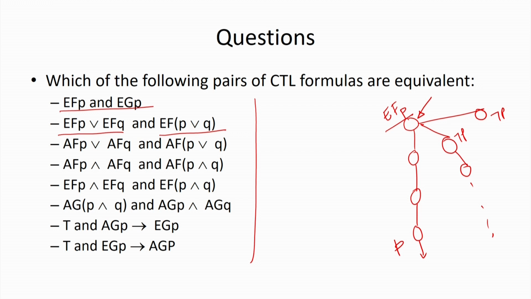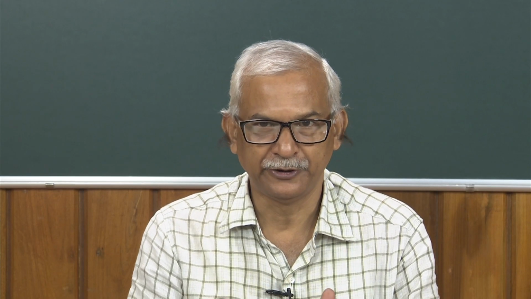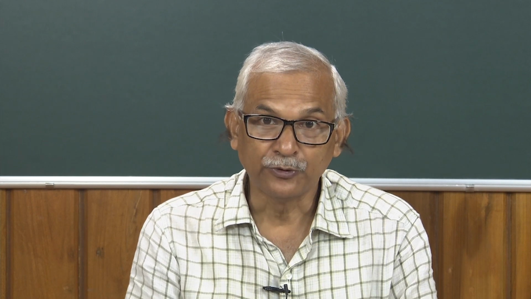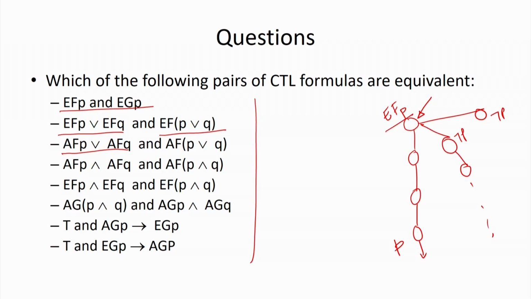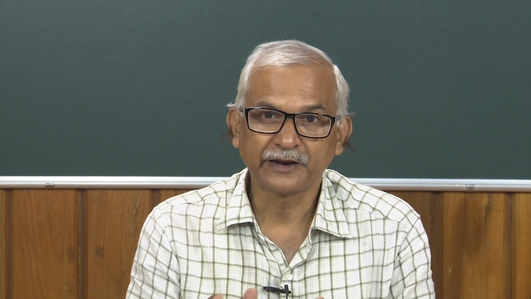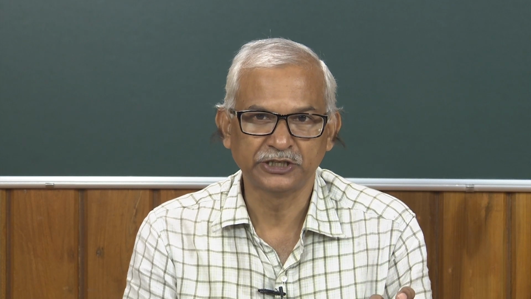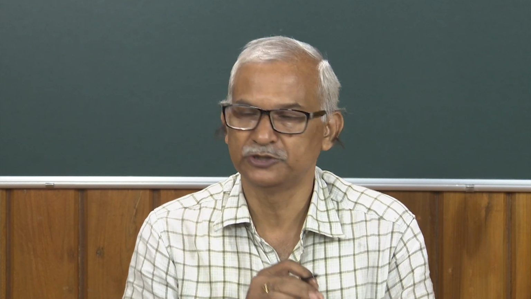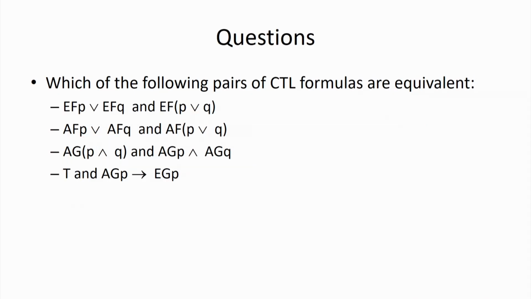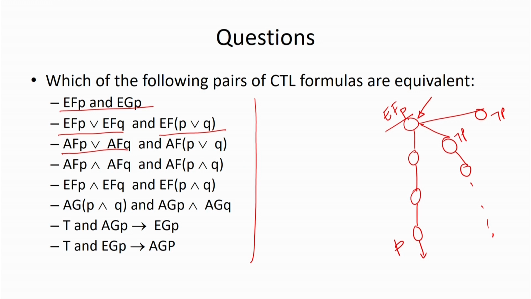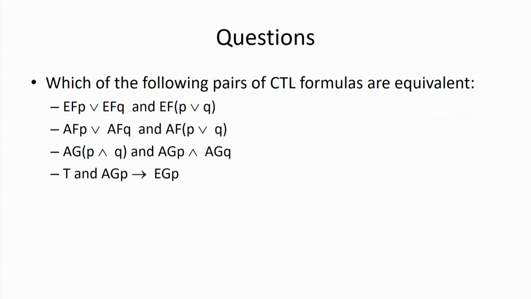Now, similarly, can you check whether AFP or AFQ and AF(P or Q) are equivalent? You can check. If they are equivalent, then you have to argue with the meaning of these operators. If they are not equivalent, then try to give a counter model where you can say that in one state one particular formula is true, other formula is false. Now, I am just taking some subset. If I look into those particular subsets, what are you going to get?